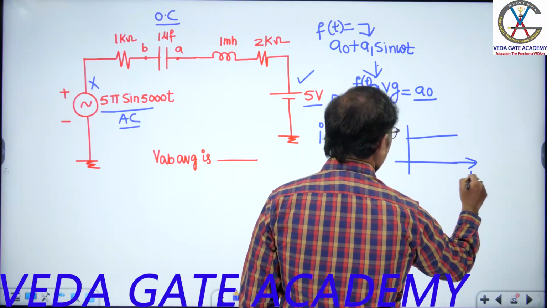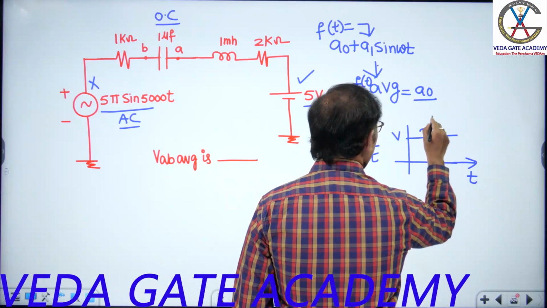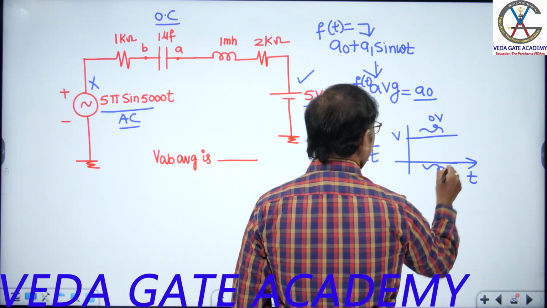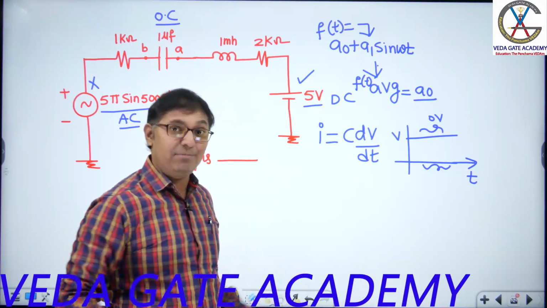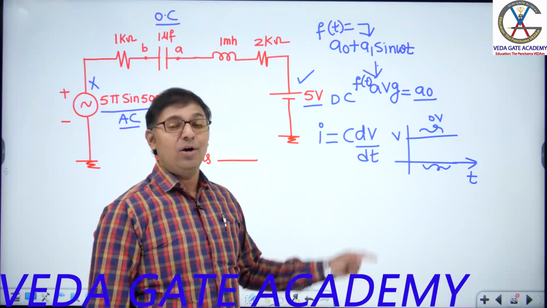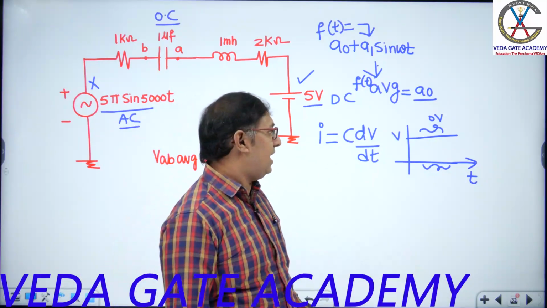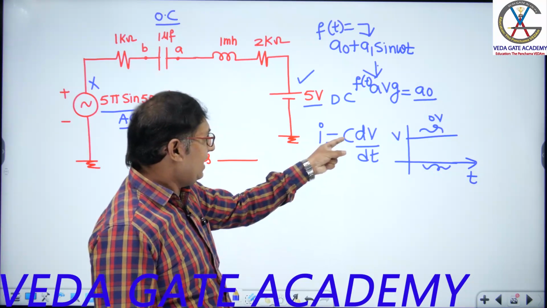Voltage is constant with respect to time. Change in voltage is 0 volts, though we have change in time. Though there is change in time, change in voltage is 0 volts. So dV by dt is 0, and I is 0.